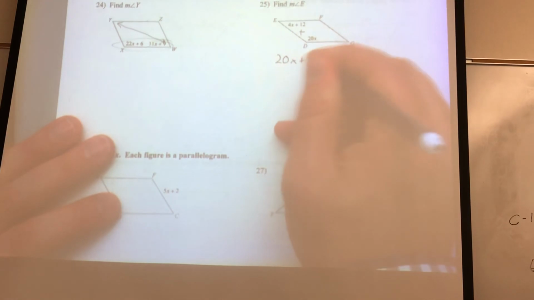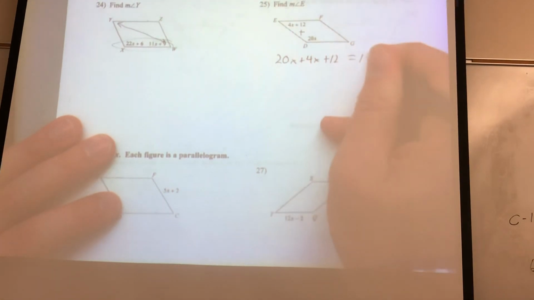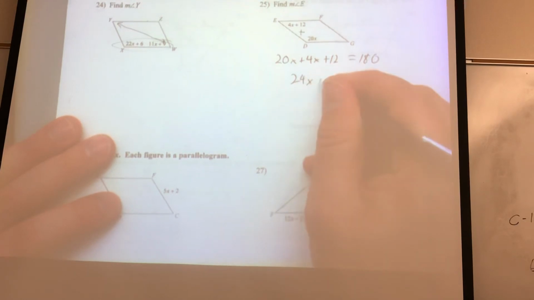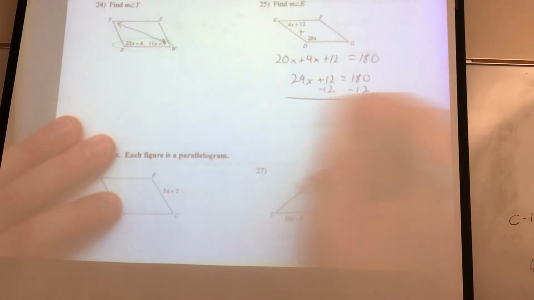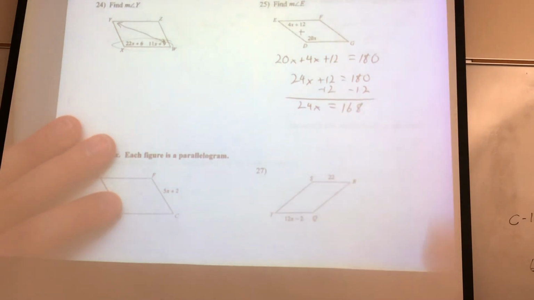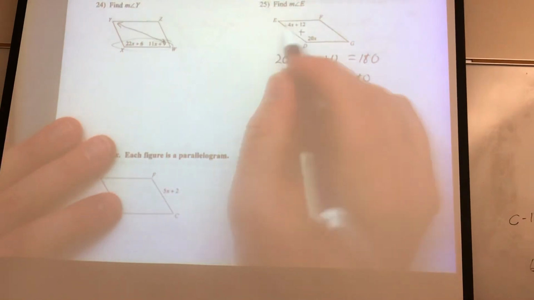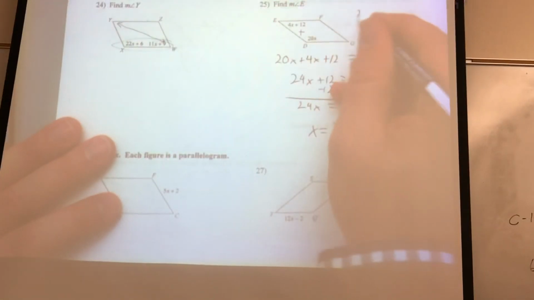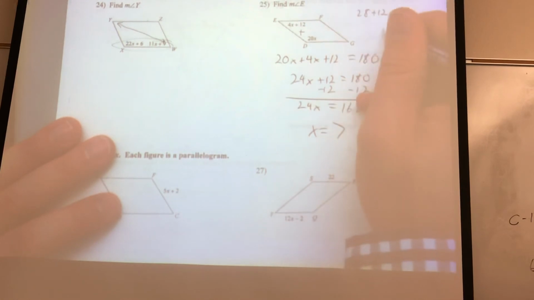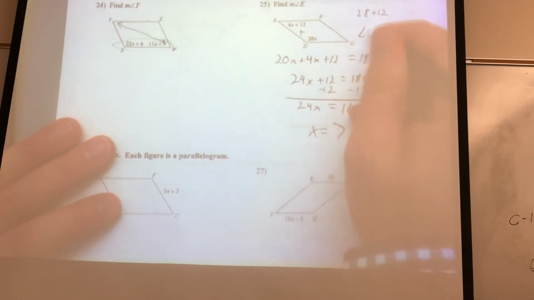That's 20x plus 4x plus 12 is equal to 180. That's 24x plus 12 is equal to 180. Subtract 12, and I get 24x is equal to 168. Let's see, 168 divided by 24 is going to give us x is equal to 7. It's asking for the measure of angle E, so I put this back in. 7 times 4 is 28 plus 12, which is going to be 40 degrees for angle E.